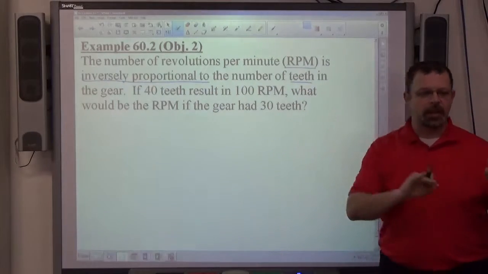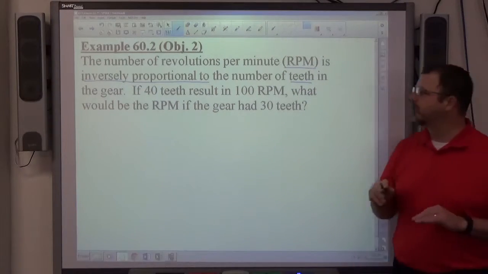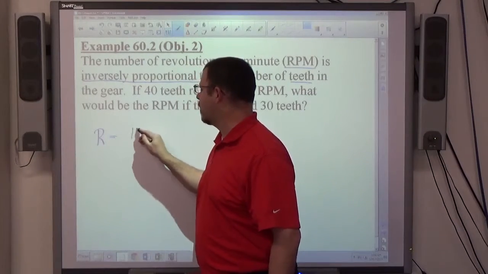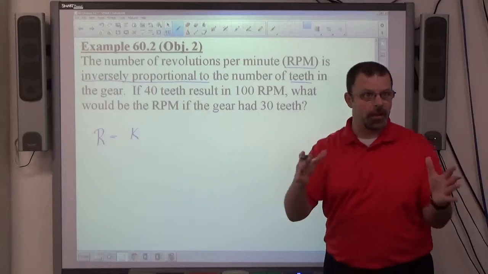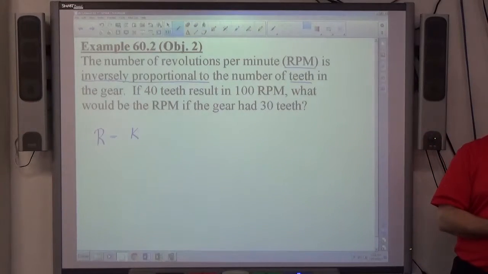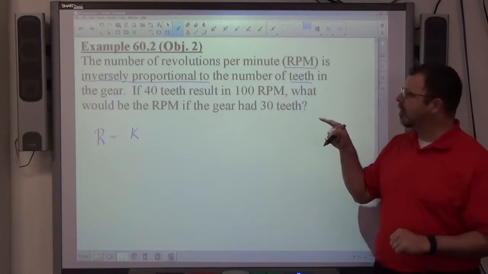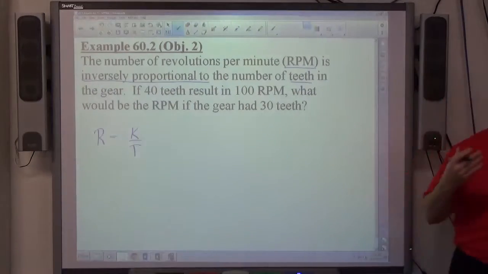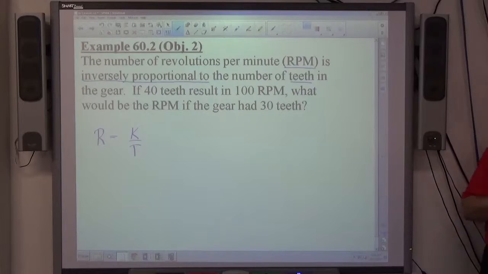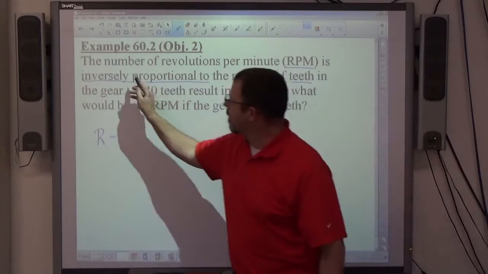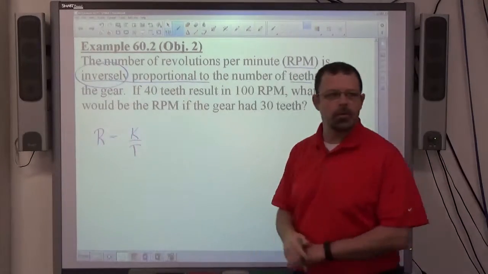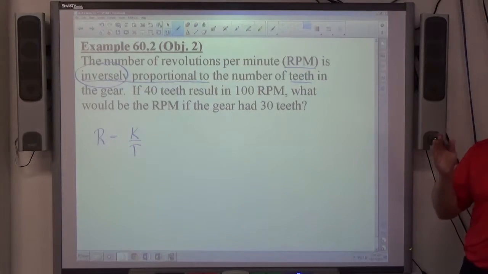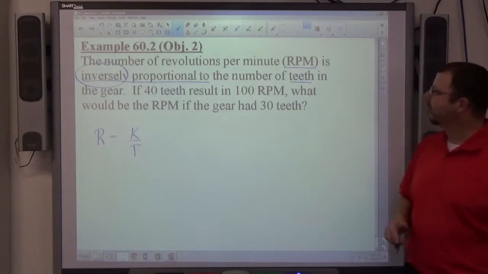So again, if we just cut down to the specific things that are happening here, I know that RPM varies, so R equals K. Immediately when something varies, it's R equals K. And then inversely means divided by T. So it's always K times something or K divided by something, so make sure that you identify the word that tells us what to do. Inversely means to divide. K is always in the numerator. The other thing could be in the numerator or denominator.